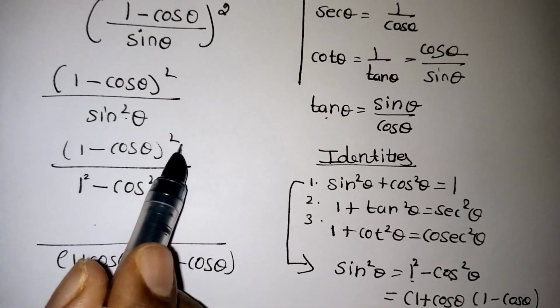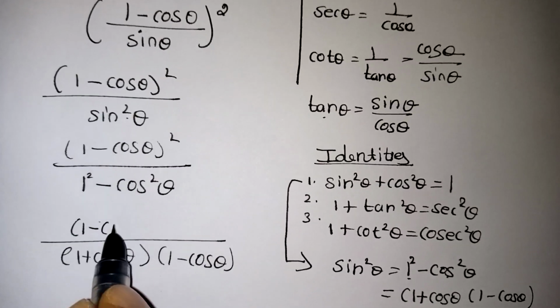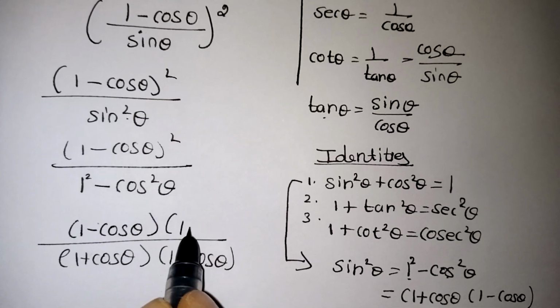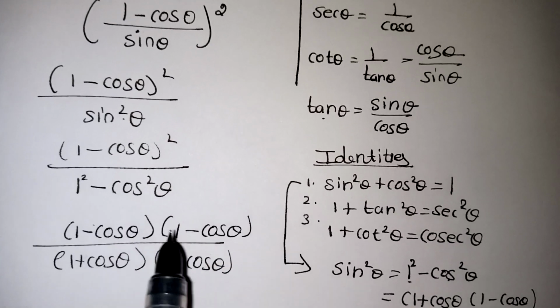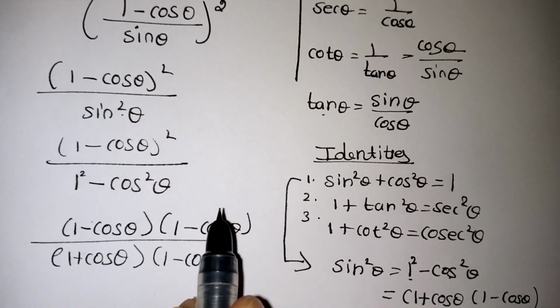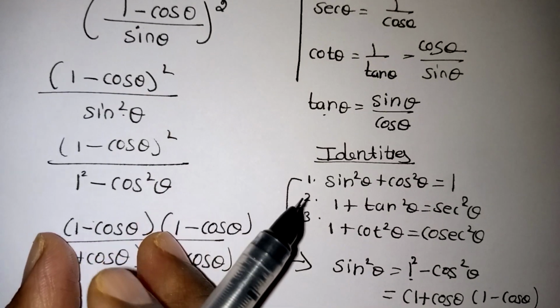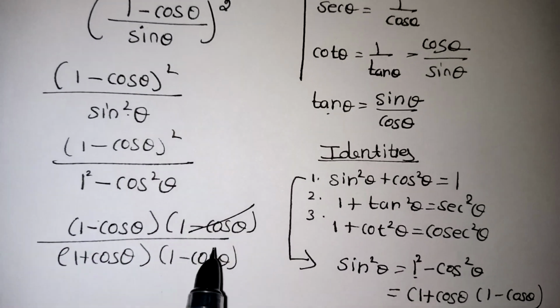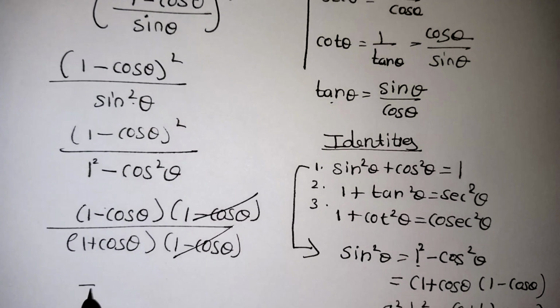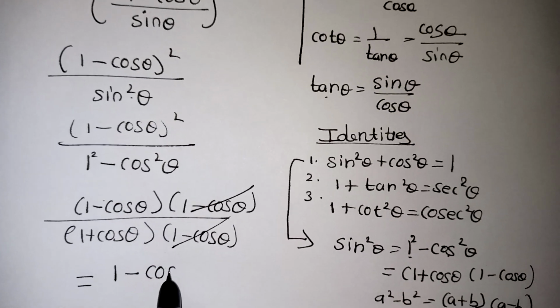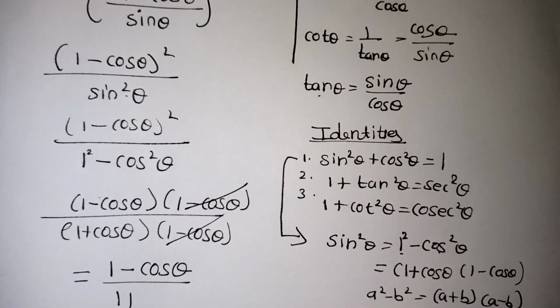So the 1 minus cos theta the whole square can be written as 1 minus cos theta into 1 minus cos theta, 2 times we can write, since x squared can be written as x into x. Likewise, the whole square can be written as 1 minus cos into 1 minus cos. So 1 minus cos theta, 1 minus cos theta will get cancelled. So the remaining answer is 1 minus cos theta by 1 plus cos theta.